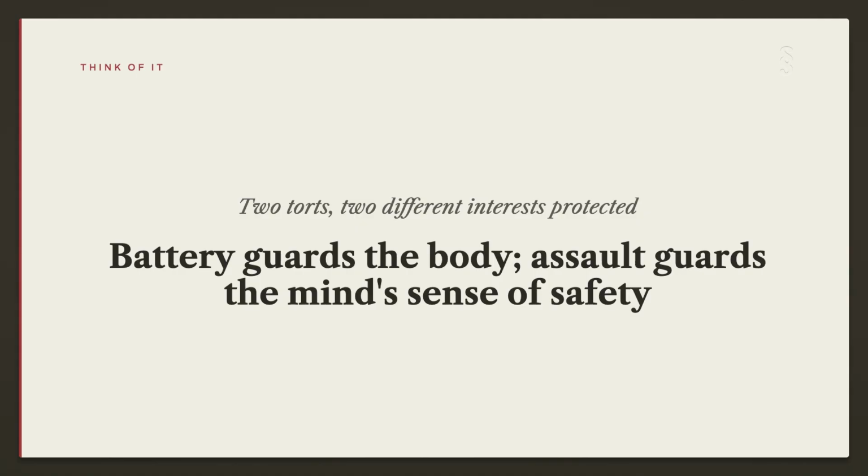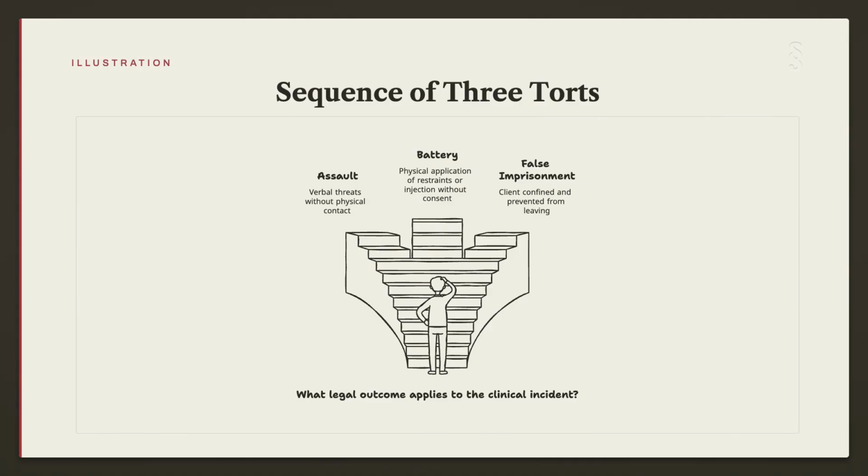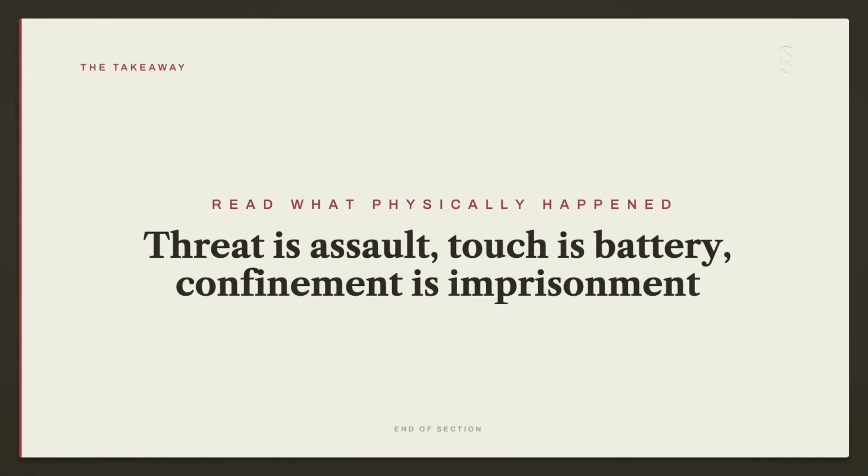A credible threat that's never carried out can still cause real psychological harm, which is why the threat itself is legally actionable. Picture a client warned that if they keep getting out of bed, staff will tie them down. Nothing has been touched yet, so this is assault. If restraints are then actually applied without proper justification, that becomes battery. And if the client is prevented from leaving, that's false imprisonment. Don't be fooled by how serious the word assault sounds in everyday speech, since legally it points to the threat, not the force. Hold the sequence in order, and the scenario's physical facts will tell you exactly which tort applies.